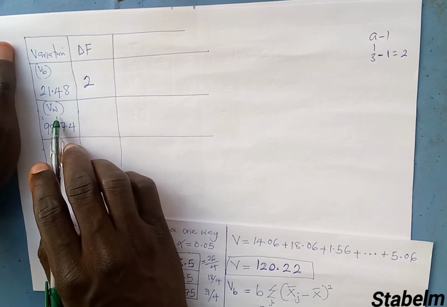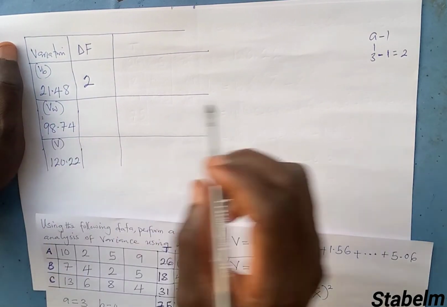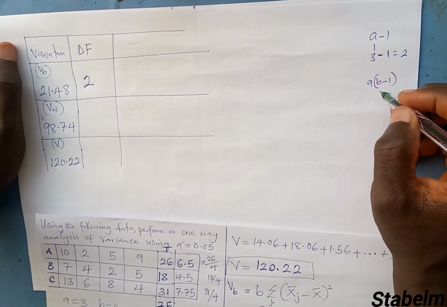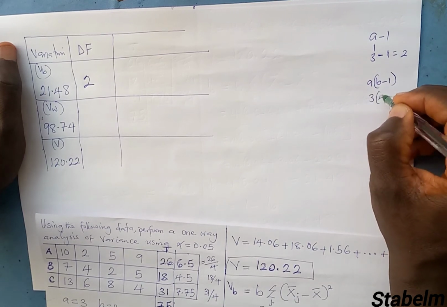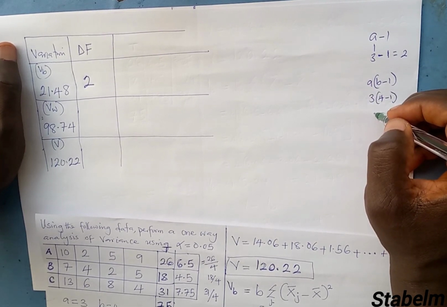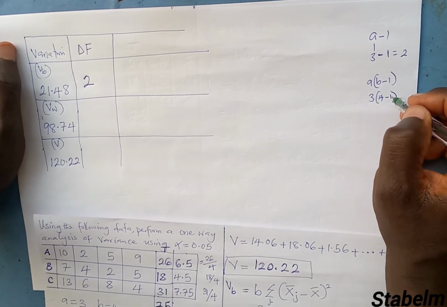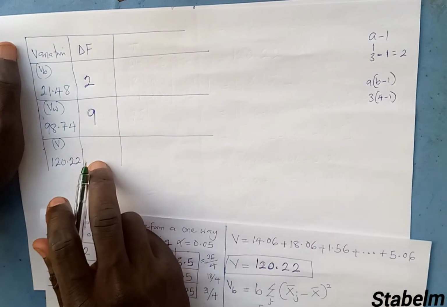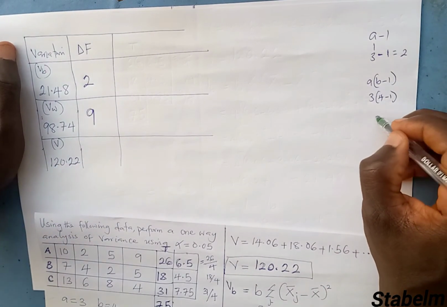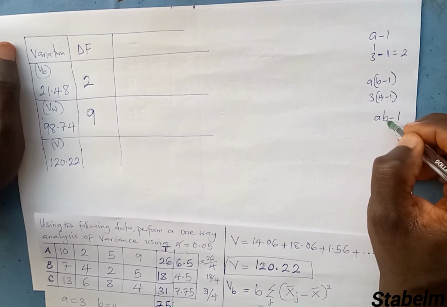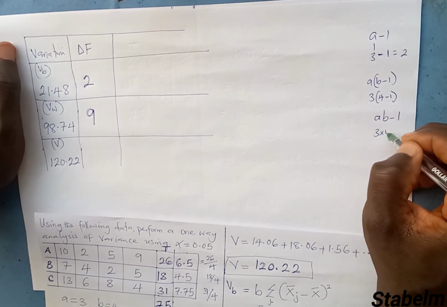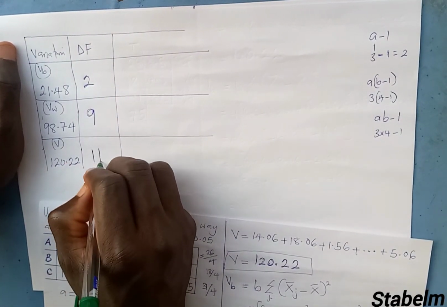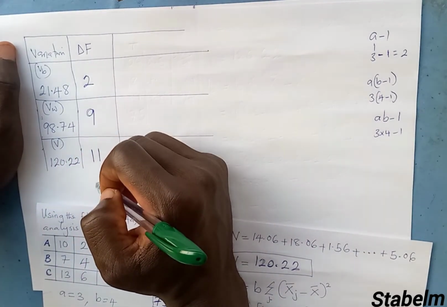And for variation within, the degree of freedom will be A into bracket B minus 1. We should not forget that our B is 4. So here we have 3 into bracket 4 minus 1, that is 3 multiplied by 3, and this will give us 9. Finally, the total degree of freedom is given as AB minus 1. That is 3 times 4 minus 1; 3 times 4 is 12, minus 1, so here we have 11. And if you look at it well, if you add these two together, we get 11.